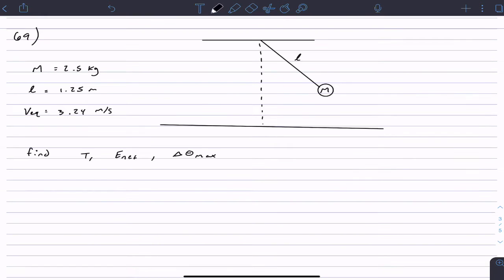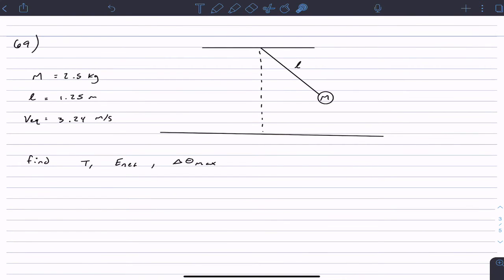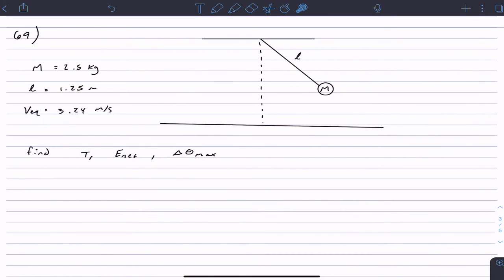Number 69. Okay, for the next problem, we're given a simple pendulum. So here's the ceiling. This thing is hanging with length L, 1.25 meters. That's kind of long. This has a mass, 2.5 kilograms, and it's oscillating, right? This way. We're told that at the equilibrium position, when this thing passes here, which is 0 degrees, it's at 3.24 meters per second. We're asked to find the period, total energy, and the maximum displacement of the angle.